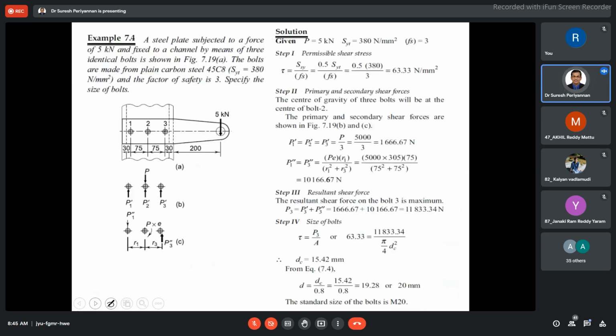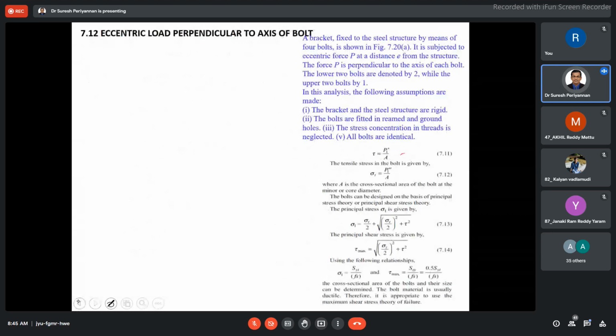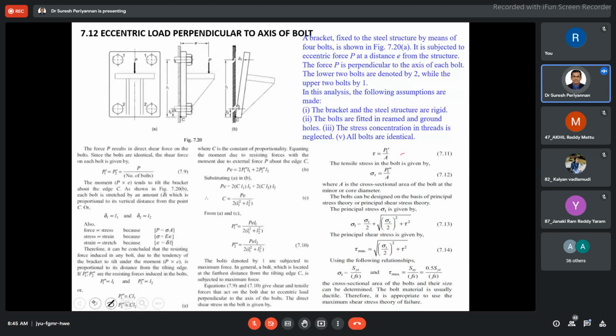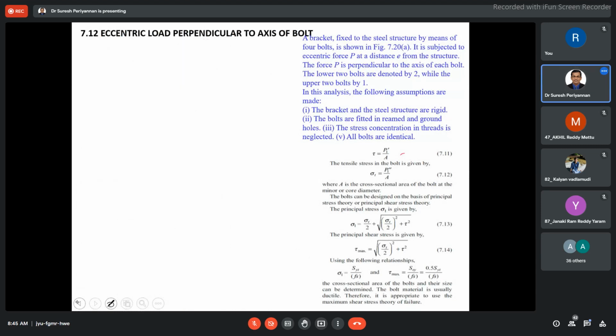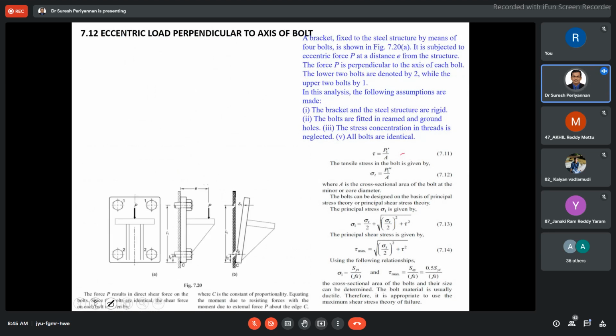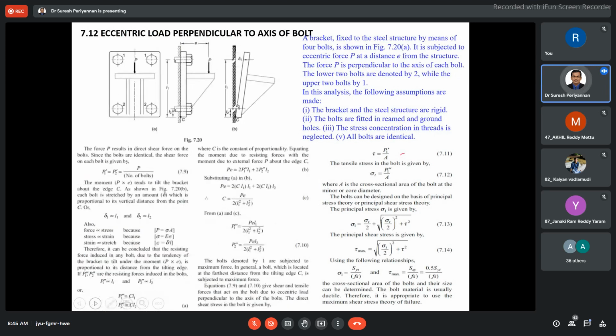We discussed a couple of problems on that. Now the second case we discussed is eccentric load perpendicular to the axis of the bolt. In the earlier case, both loads were shear loads, primary shear and secondary shear. Now in this case, one is a shear load and one is a tensile load. You may expect this kind of question in any competitive exam, even in objective papers. Here, the primary is shear force, shear load, and then tensile load.